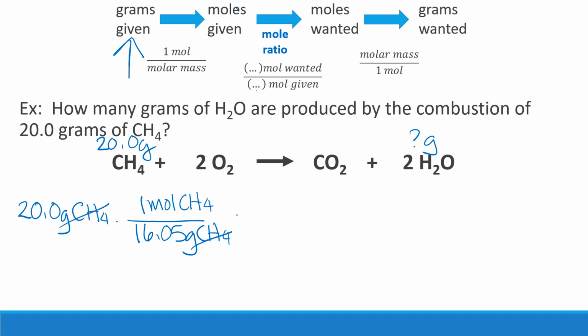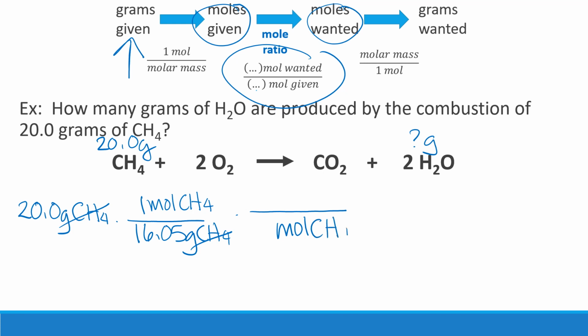Now that I have moles of my given, I can convert it to moles of wanted using my mole ratio. So moles of given have to go in the bottom, moles CH4, and moles of what I want, moles H2O, in the numerator. And then we consult the balanced equation: 2 in front of H2O and 1 in front of methane. That cancels out moles of methane.